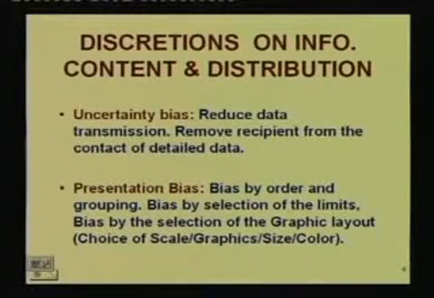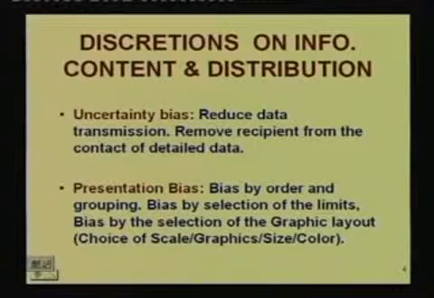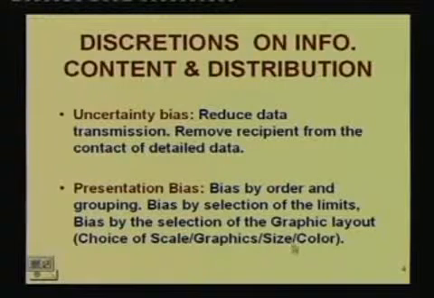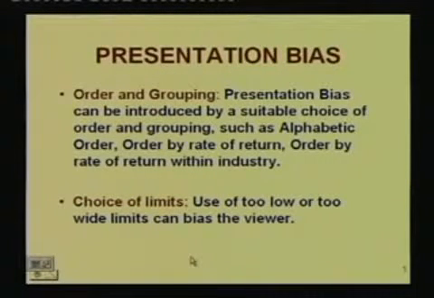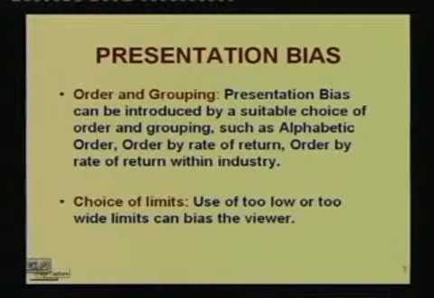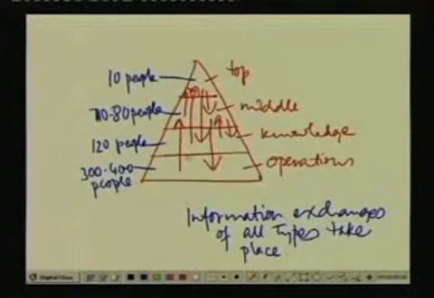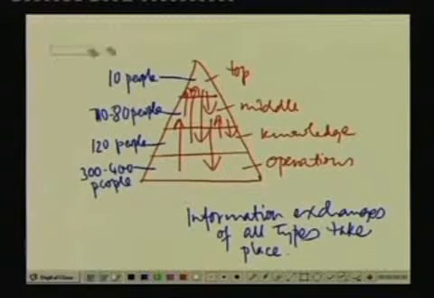Then the presentation bias. The presentation bias usually happens by order and grouping, by selection of the limits, by selection of graphic layout, like choice of scale, graphics, size or color. So all kinds are there. Let us see some of them. Sometimes, as an example, just look at a simple graph.